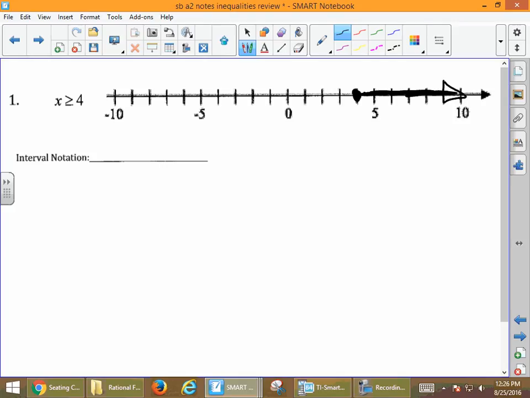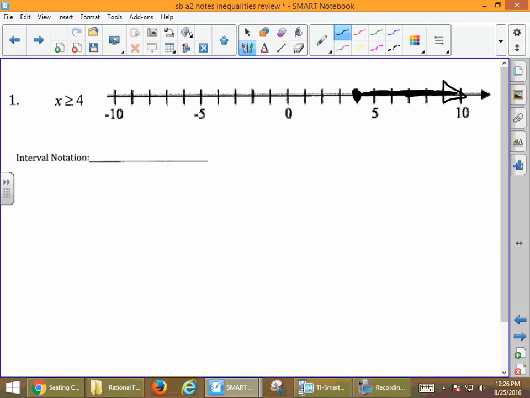And try to darken it in enough so that your teacher can read it. If you're using pencil, you're probably going to have to darken a little bit more than if you're using pen. Just make sure that your teacher can read that.